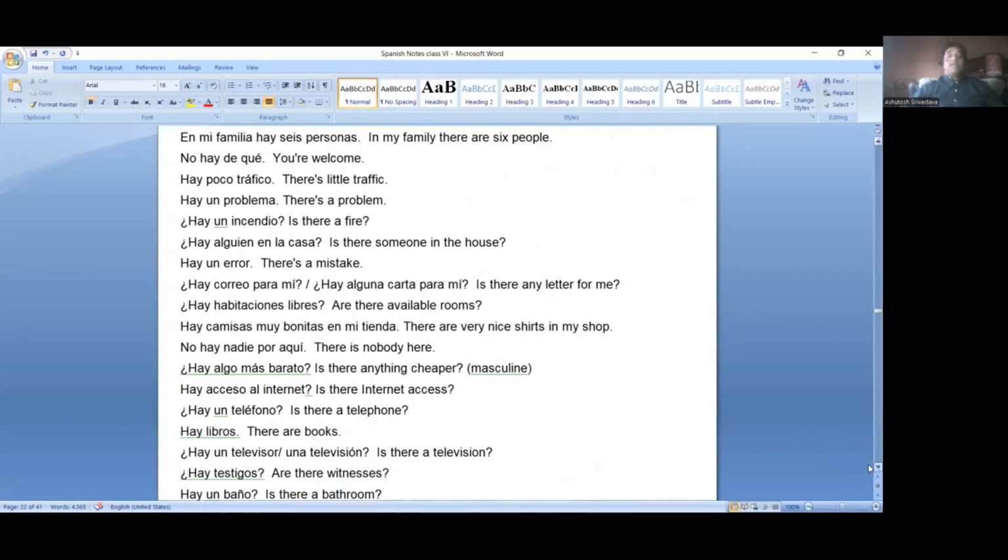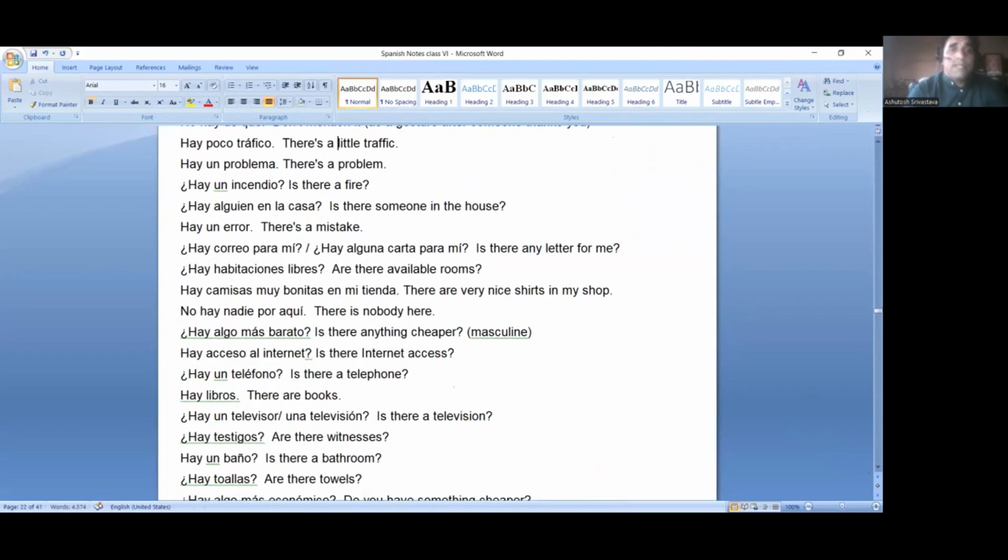In my family, there are 6 people. En mi familia, hay 6 personas. When someone thanks you for doing some favor, then in English we say, oh, do not mention that. That is no hay de qué. There is a little traffic. Hay un poco de tráfico.